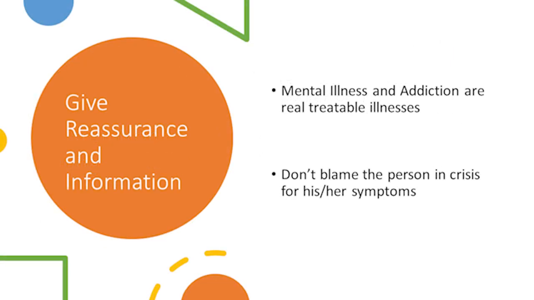Give reassurance and information. Mental illness and addiction are real, treatable illnesses. Don't blame the person in crisis for his or her symptoms. Mental illness and addiction don't occur because someone lacks willpower or isn't religious enough or has done something wrong. There still is a lot of stigma attached to admitting to having symptoms of mental illness. Mental illness and addiction are real illnesses, and there are effective treatments available. Reaching out and acknowledging the struggle someone is going through is a powerful first step in helping them to see they don't have to deal with their issues by themselves.